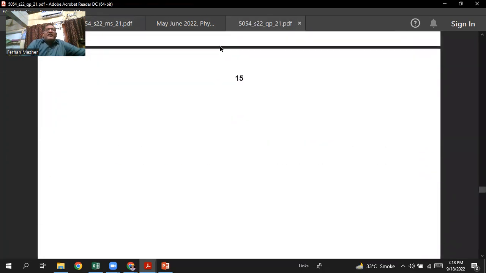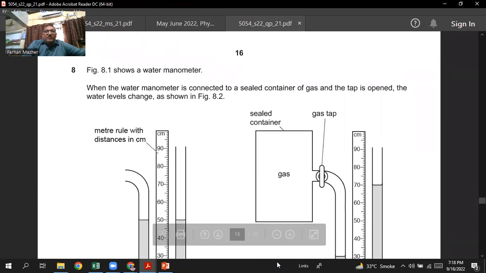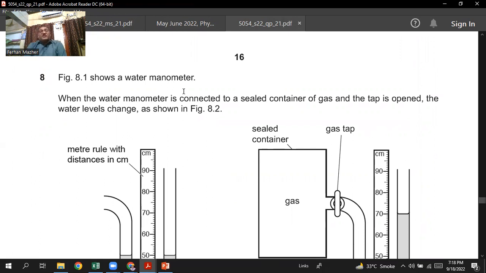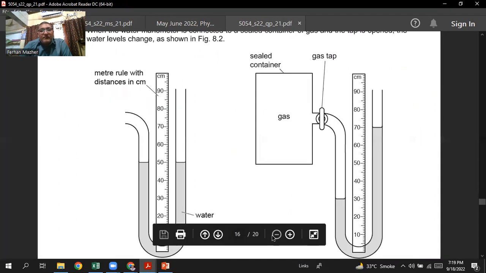Okay, so we are going to the next question. The next question coming up on your screen is question number 8, and it says figure 8.1 shows a water manometer. When the water manometer is connected to a sealed container of gas and the tap is opened, the water level changes as shown in the figure 8.2.